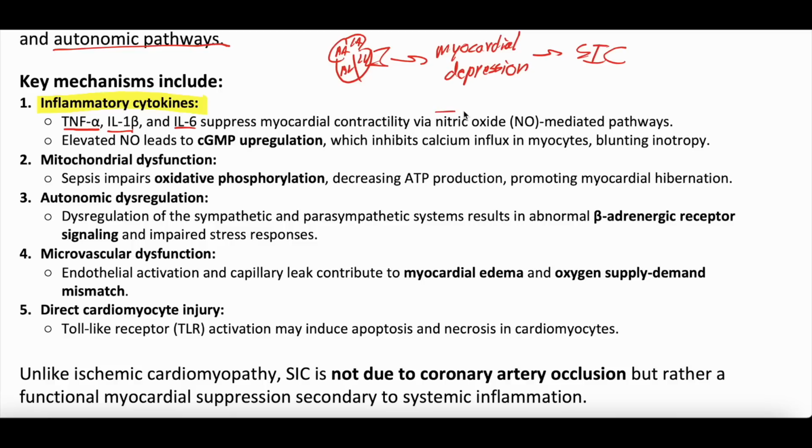The thought is that there's a nitric oxide mediated pathway involved. We're not going to dive too deep into this. There's lots of material out there on this, but the thought process here is that the nitric oxide leads to cGMP upregulation, which then can affect calcium influx into myocytes. We joke that calcium is nature's vasopressor inotrope, and with decreased calcium influx, these myocytes can't contract as robustly, which then blunts inotropy. If this word is foreign to people, this is essentially the quote-unquote contractility of the heart.